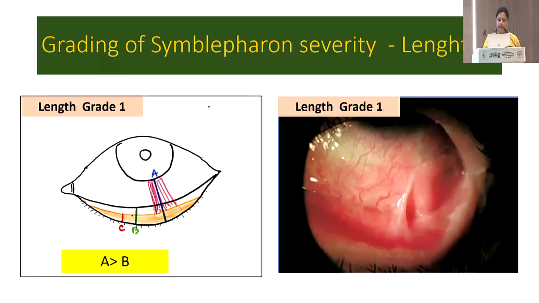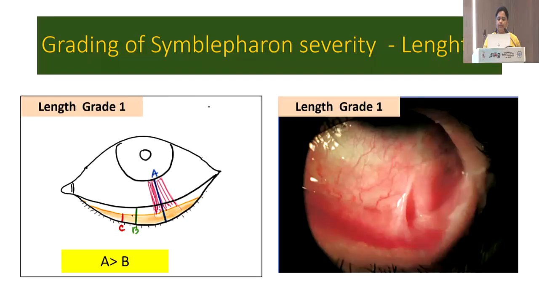First come to the length. Grade 1 is the length of the symblepharon. That is, if you draw a line from the limbus to the lid margin, this is A, the symblepharon length. Symblepharon length in grade 1 is more than the lower lid palpebral conjunctiva.